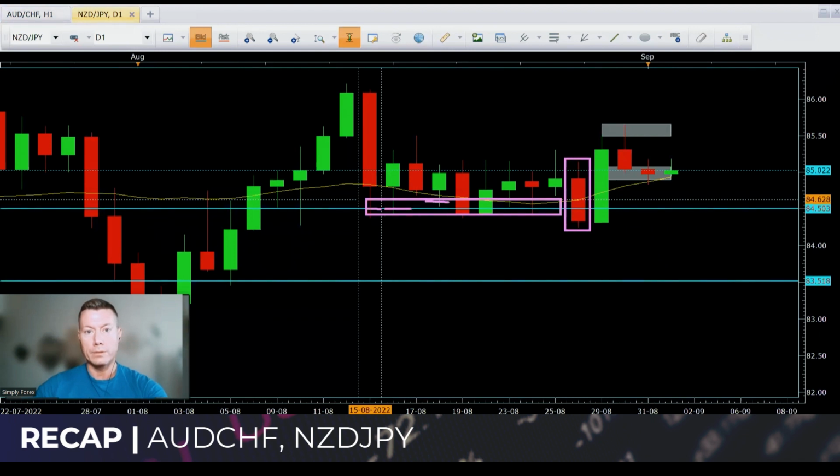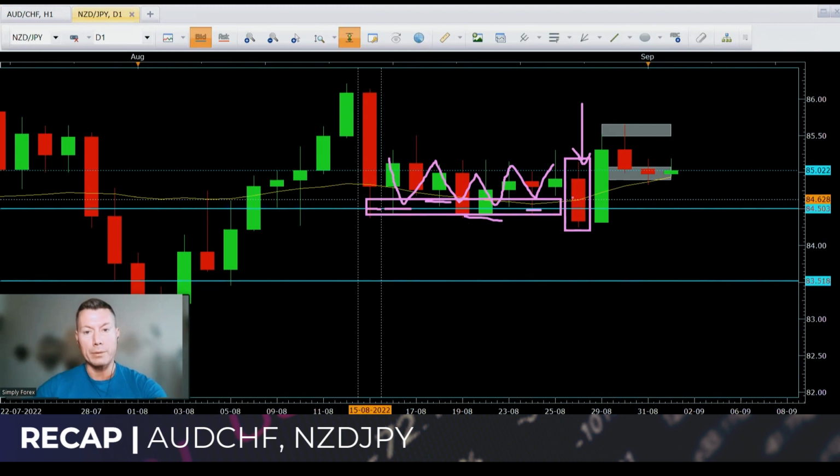This low, this low, these lows. Okay, so price was coming down and then it got into this range where it didn't know what to do with itself, similar to what I just showed you on the Aussie dollar Swiss franc. I like this setup. So price, sideways action, doesn't know what to do with it, and then bang, you get this candle here, which breaks the lows.